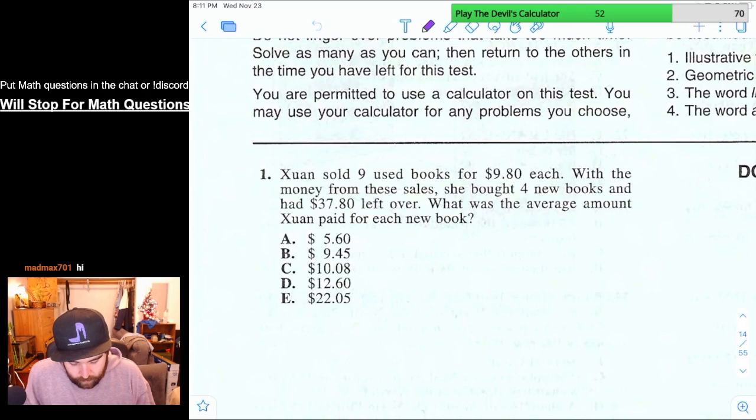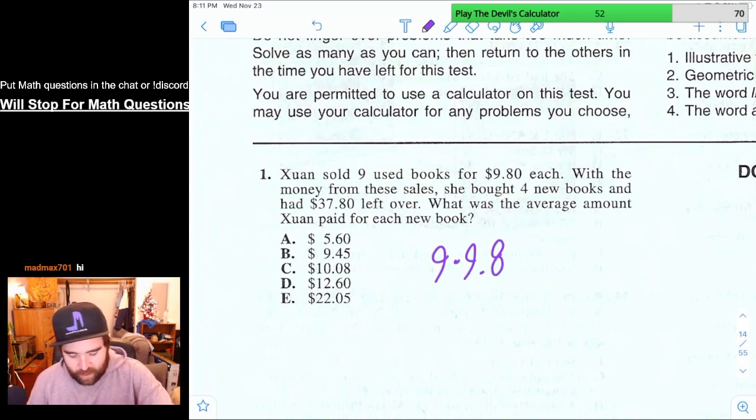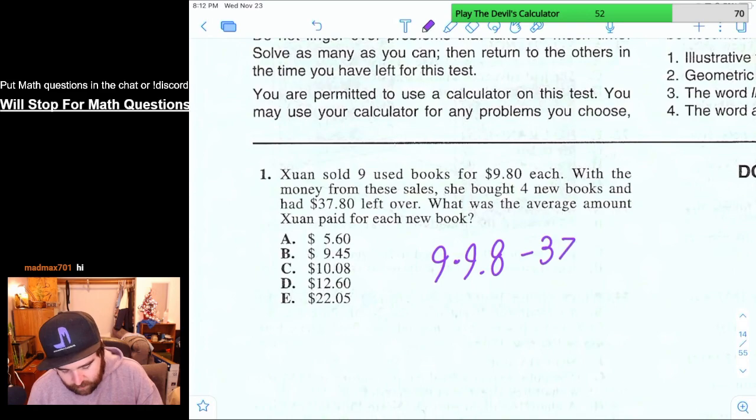Wow, okay. So she sold 9 used books for 9 times 9.80. So that's how much money she had. And then she bought 4 new books. But when she bought the 4 new books, she still had 37.80. So to get how much she spent on those 4 new books, we're going to subtract 37.80 from that.